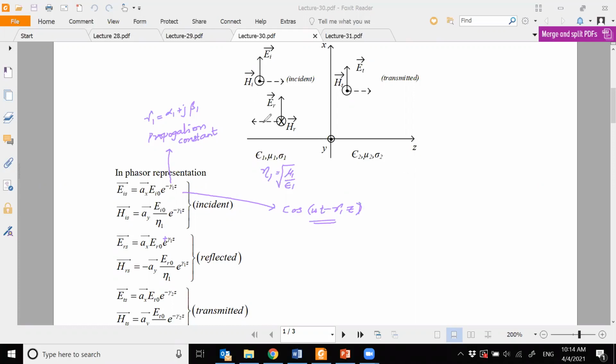Now, the reflected field is going in which direction? Minus Z. So therefore, your gamma must be positive, because if I look at its instantaneous form, it will be cosine of omega T plus gamma 1 Z.